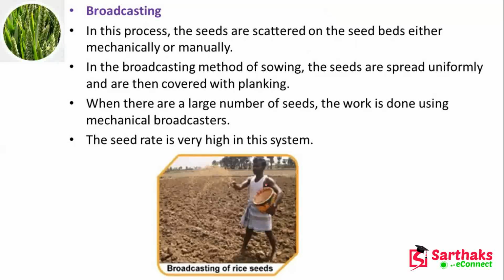Now, broadcasting. It is a process in which seeds are scattered on the seed beds, either mechanically or manually. Here he is doing broadcasting of rice seeds; you just scatter the seeds. In the broadcasting method of sowing, the seeds are spread uniformly and are then covered with planking. When there is a large number of seeds, the work is done using a mechanical broadcaster, because human power is not enough. If the field is very large and you have to cultivate a huge crop, it is not possible with a few laborers, so at that time you have to do broadcasting mechanically. And the seed rate is very high in this system.